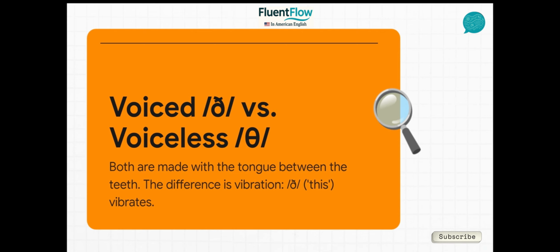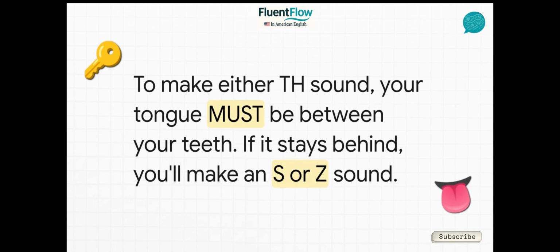That's the only difference. So here is the single most important thing to remember. The absolute key for both of these TH sounds. Your tongue has to, and I mean has to, be between your teeth. Just a little bit. If it stays behind your teeth, you're not making a TH sound at all. You're accidentally making an S or a Z sound. And that's how think suddenly becomes sink.